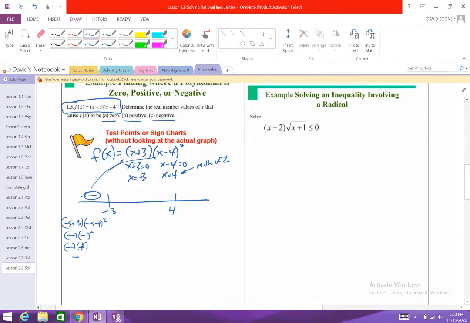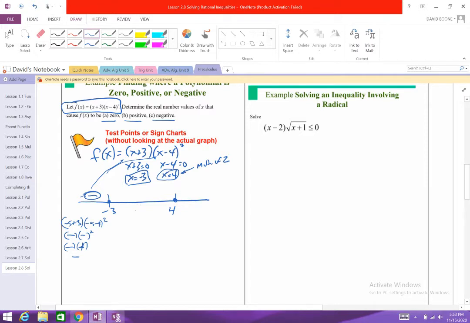So that's where I know I've got an area either from negative infinity up to negative 3 is where I have a negative answer. At negative 3, that's where it is 0. And at 4, that's where it is 0, because we just determined that back here. So let's determine these other areas.